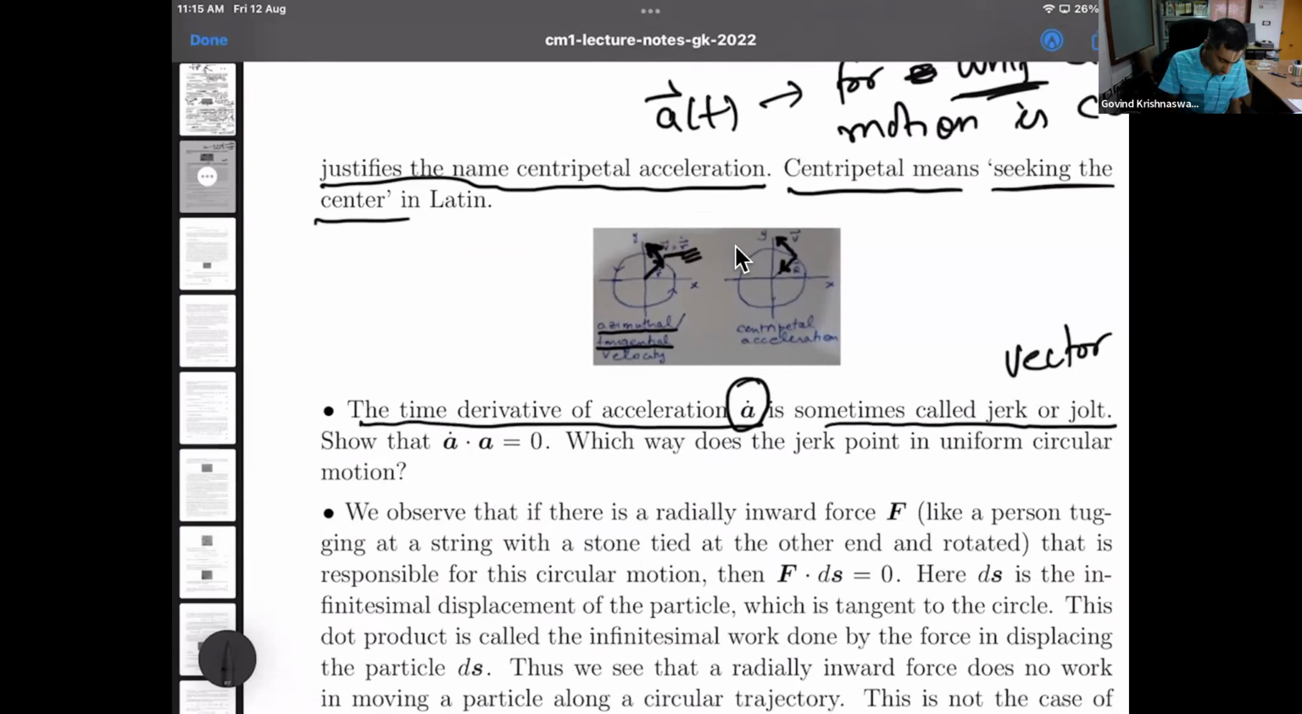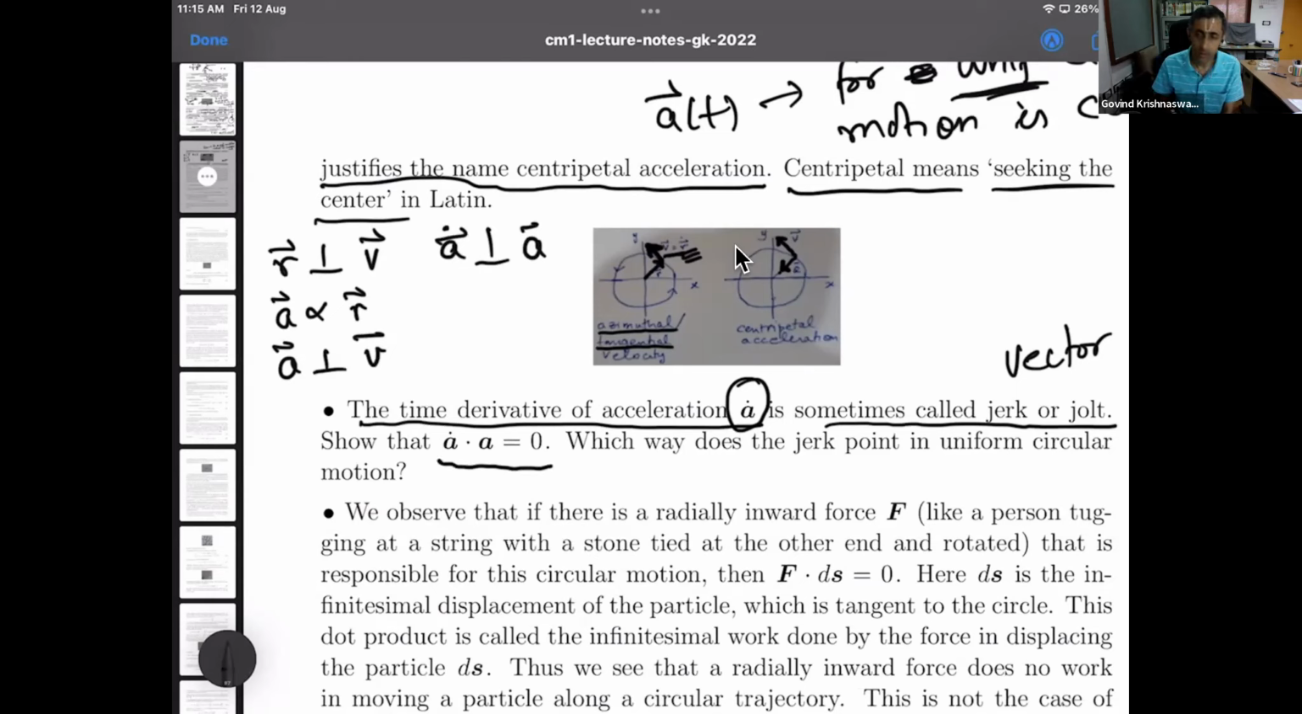So the summary so far is that we have r, r is perpendicular to v, and we have now said that a is proportional to r. So a is perpendicular to v. Acceleration is perpendicular to velocity. You can go one step further and find that a dot, your jerk or jolt vector, is itself perpendicular to the acceleration vector. I encourage you to differentiate and check by computing the dot product that this is 0. Again, this is for uniform circular motion.